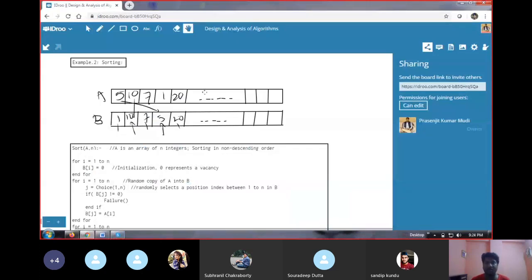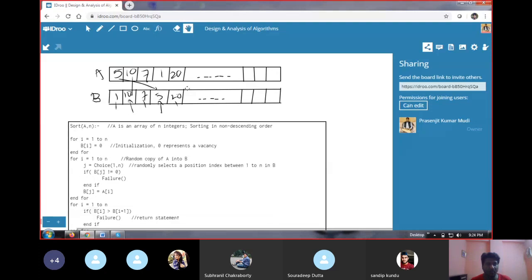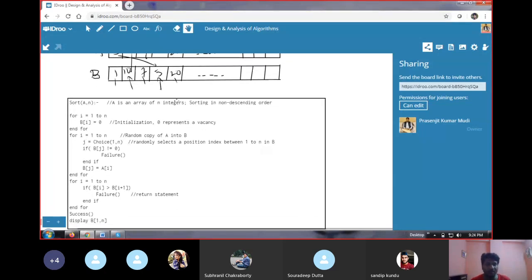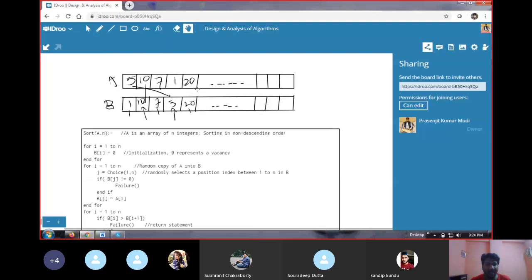Traditional bubble, selection or insertion sorting algorithms follow order of n square, or maybe log n base 2 based sorting like merge sort, n log n. Compared to those, what do we have if we apply some kind of non-determinism like this? Suppose we have an array capital A storing some integers, and we create another array of the same size as A. The new array is capital B.